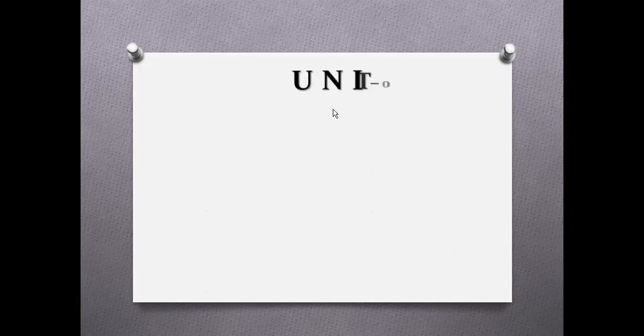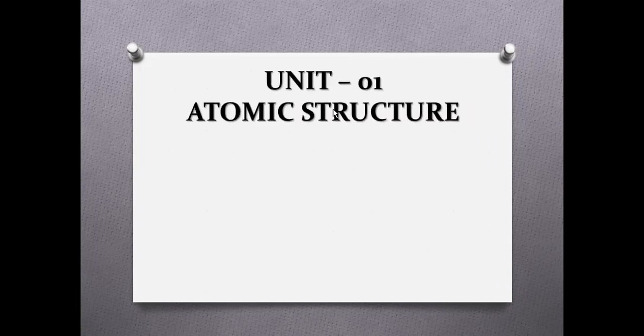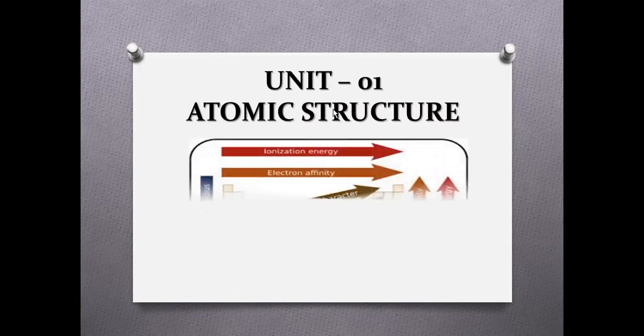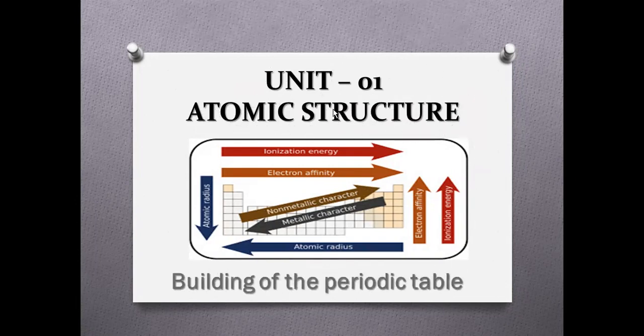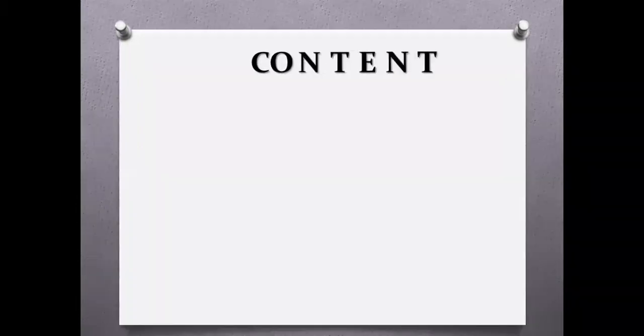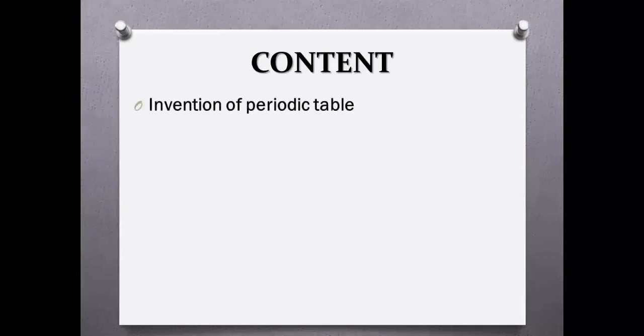Today I came here to explain the building of the periodic table under Unit 1, atomic structure. Let's move on to the chapter. Before we start the chapter, we have to know what the contents are. Actually, we are going to speak here about how the periodic table was built, right? So according to that, first we have to know the invention of the periodic table, right?